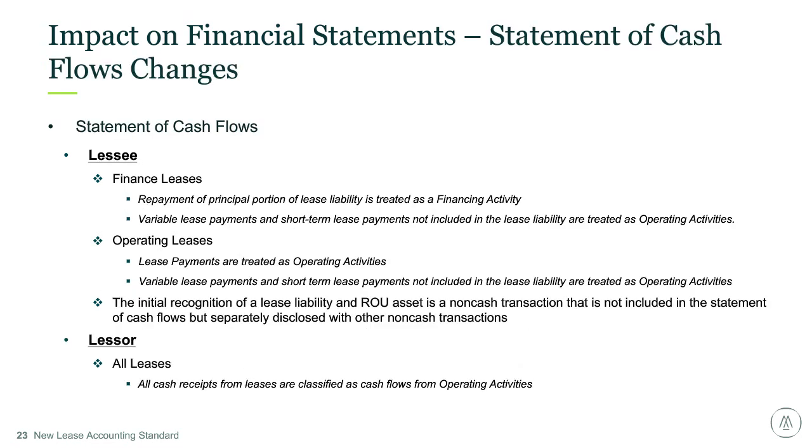So moving on to the statement of cash flows, in regards to the presentation from a lessee perspective, for finance leases, a lessee will classify the repayments of the principal portion of the lease liability as a financing activity. The variable lease payments and short-term lease payments that are not included in the lease liability are actually treated as operating activities. For operating leases, a lessee will classify lease payments as operating activities, and similar to finance leases, variable lease payments and short-term lease payments that are not included in the lease liability are treated as operating activities.